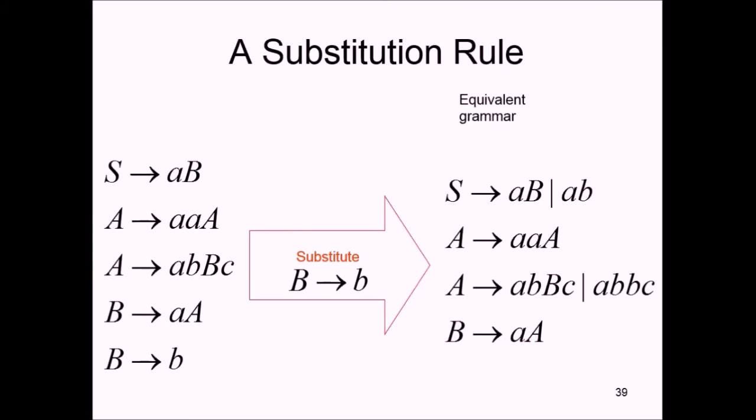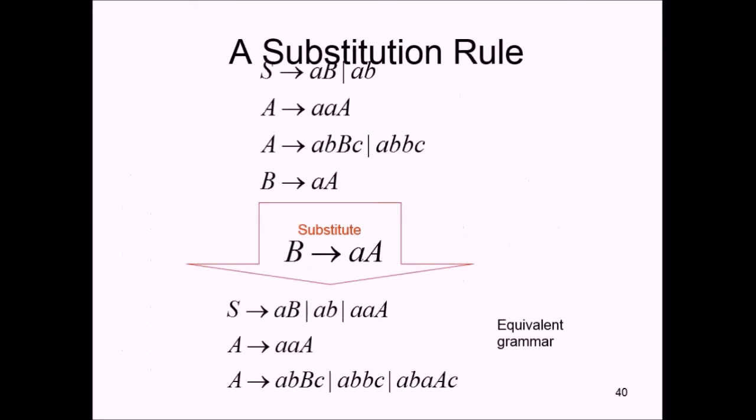Now the grammar will look like S tends to AB. Since we substitute B with small b, it will be S tends to A small b. A will tend to AA only. The second A, that is AB, and uppercase BC will convert to A, lowercase b and c, and the last b will remain as it is.